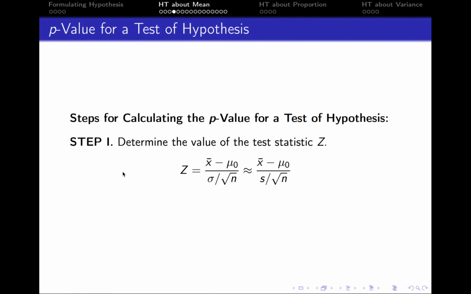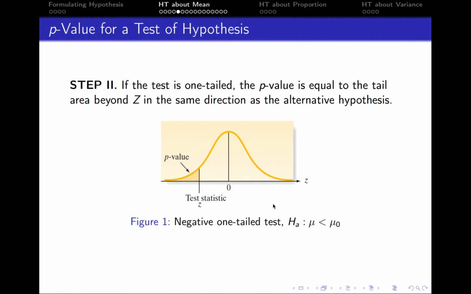So let's have a look at how the p-value for test of hypothesis can be obtained. It involves, as you can see, a number of steps. So first, we need to determine the value of the test statistic. So we need to calculate the z-score using the information about the sample mean, the hypothetical population mean, standard deviation, and the sample size. After we get the z-score, we can get the p-value. And the p-value, in case of the one-tail test, will be equal to the tail area beyond the z-score in the same direction as the alternative hypothesis.